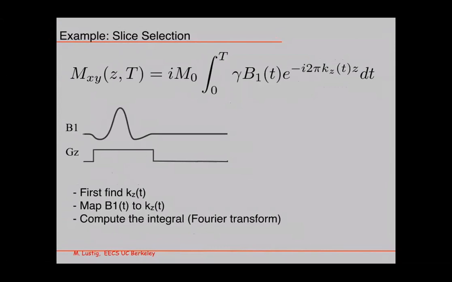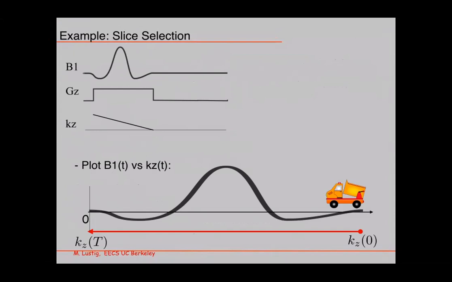Okay, so let's go over it. So here's what's happening. We apply B1 and we apply the gradient and we wanna know what is MXY at this time point after the RF pulse. So what we need to do first is to compute KZ as a function of time. What is KZ as a function of time? It's the area of the remaining gradient, right? So the way to do it is actually to go from the end and then integrate this, okay? So we start at the end. We always start at zero because after that, there is nothing. So the end is always KZ equals zero, the end, not the beginning. In the reception, it was the beginning, KZ equals zero, right? But now it's at the end. It's interesting, right? Okay.